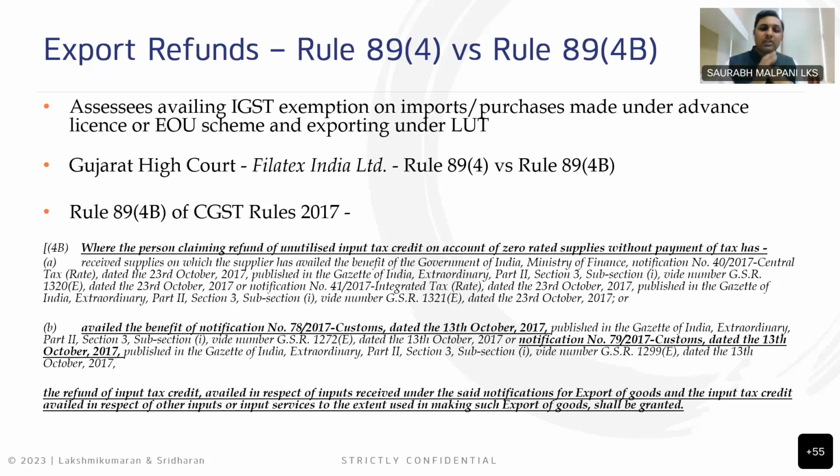I will repeat: those assessees who have imported inputs under advance license without payment of IGST and have exported under LUT, and then went to the department and filed a refund claim under the turnover formula, saying I have 40% exports, give me 40% credit refund. The department started denying refund to these assessees. They are saying the correct rule is rule 89(4)(b), and 89(4)(b) does not have a turnover formula. You substantiate by documents whatever credit you have actually used in the export, and you will get refund.